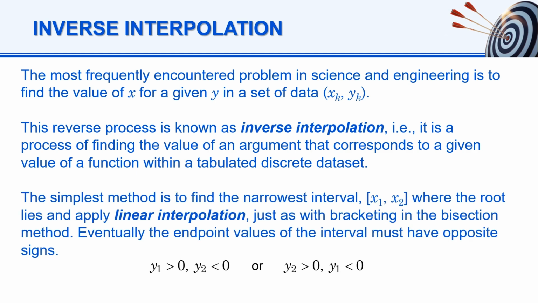The simplest method is to find the narrowest interval, denoted by x1 to x2, where the root lies, and apply linear interpolation, just as with bracketing in the bisection method. Eventually, the endpoint values of the interval must have opposite signs.